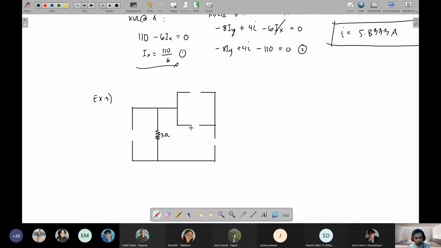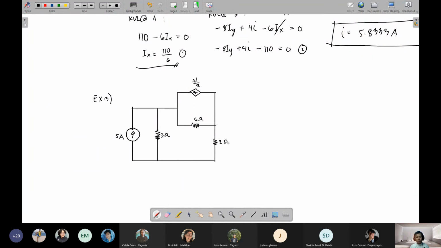3 ohms. This will be a resistor, 6 ohms. This another resistor, 2 ohms. And this is a current source. Okay, so 5 amperes. Then this is a dependent source. Now, dependent current source, and its value is V over 2.